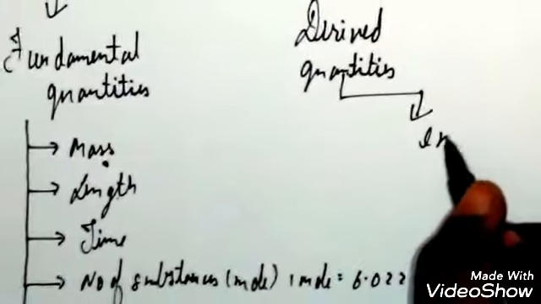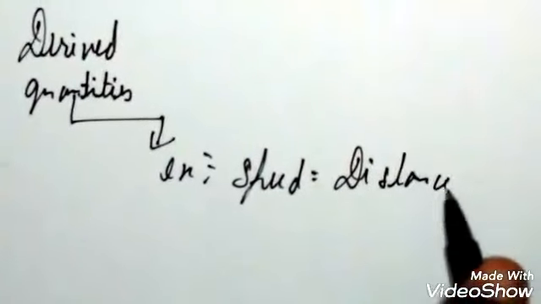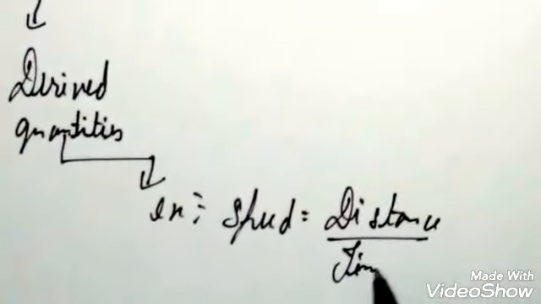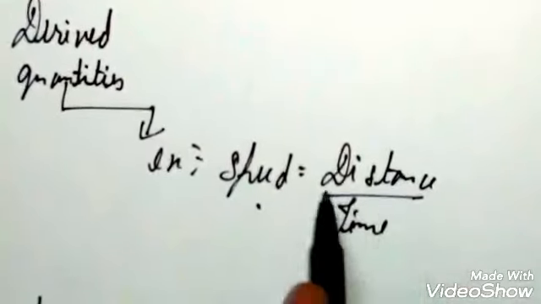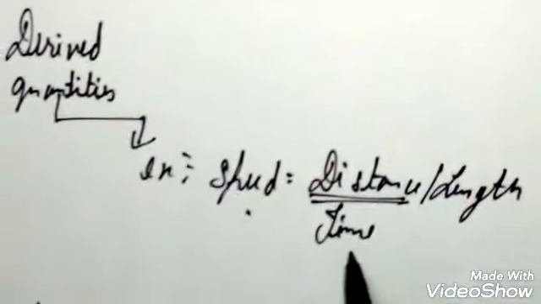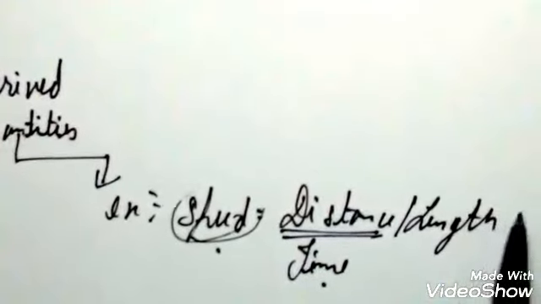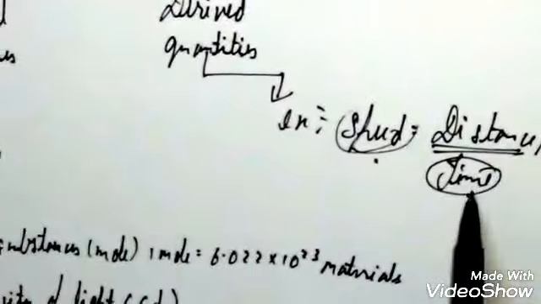Let's take an example. Speed. You have learnt that speed is equal to distance per unit time, means the ratio of distance to time is known as speed, means distance, or we can say length, and time. So speed is derived from 2 fundamental quantities. First one is length, which is a fundamental quantity, and second one is time, which is also a fundamental quantity. And speed, as derived from length and time, is a derived quantity.